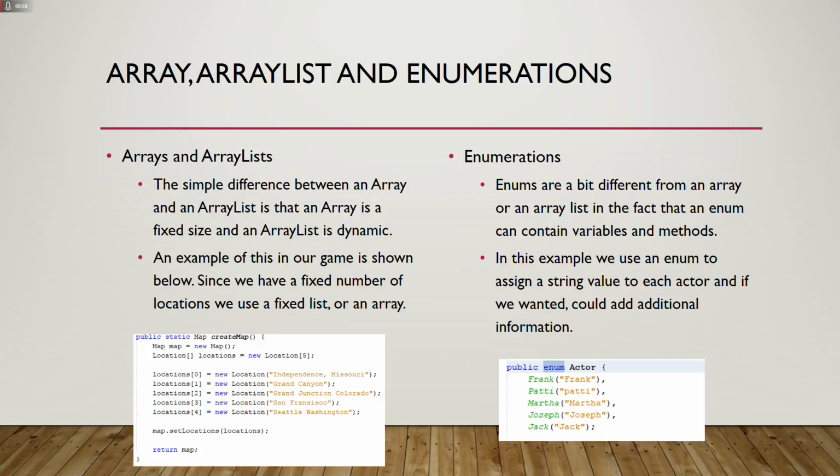Enums, or enumerations, are a bit different from an array or an array list in the fact that an enum can contain variables and methods. In this example, we use an enum to assign a string value to each actor, and if we wanted, we could add additional information.